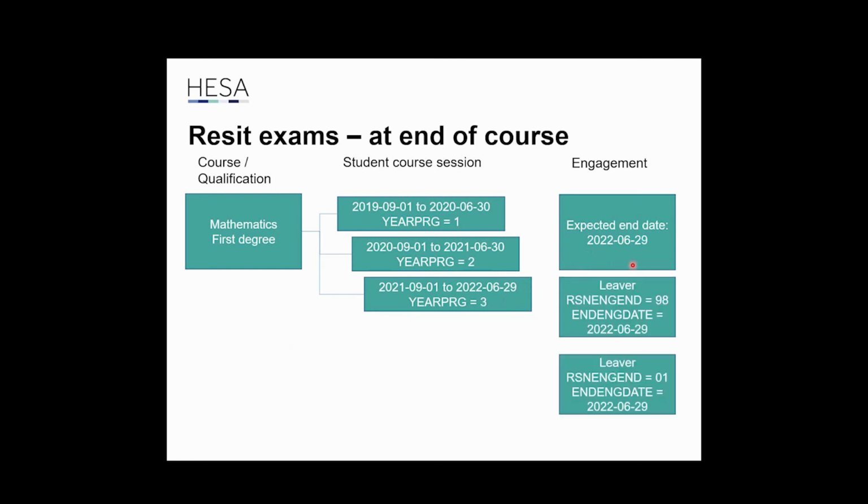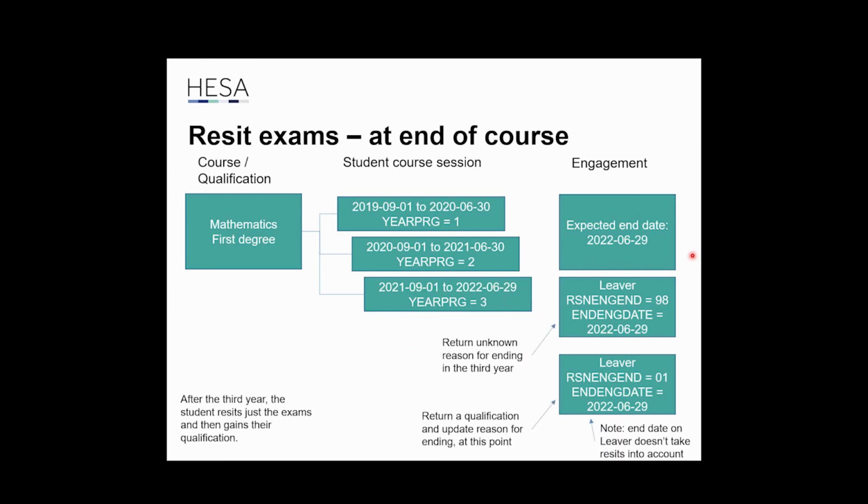So a similar example, they're doing resits, but perhaps just at the exams, not the actual years of the course. This is just to spell out what would happen here. So we've got years of program 1, 2, and 3. A student has done their study, got to the end, and perhaps failed the exam. So at this point, at the end of the 3rd student course session, they would return a leaver record because the student has actually stopped studying, but it would be result unknown. And they'd return the end date as well. That was when the student stopped.